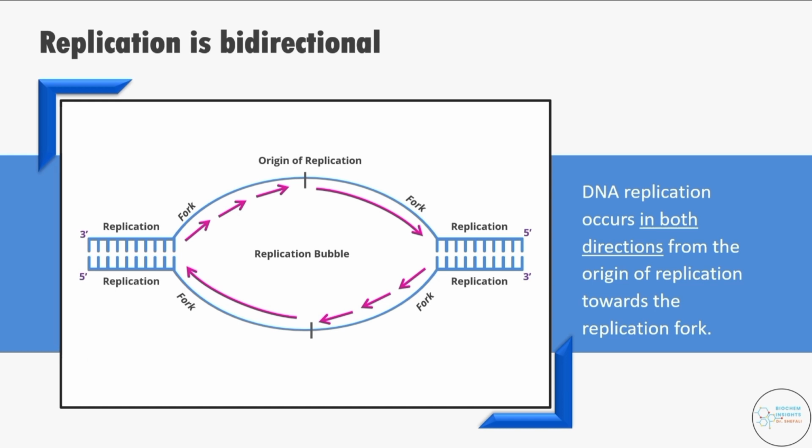For now, you just observe the diagram and notice that one strand is synthesized continuously in one direction, while the same strand is synthesized discontinuously in the other direction. The reason for this you will be able to understand on learning the steps of replication later in the video.